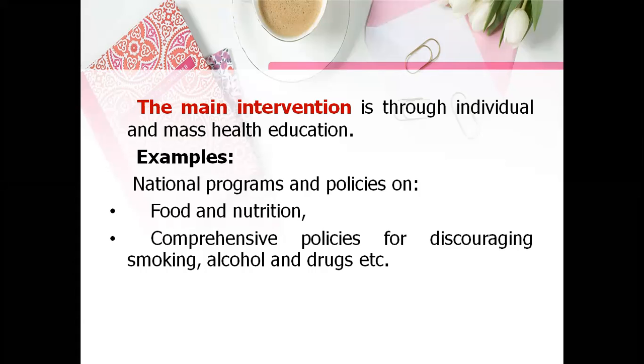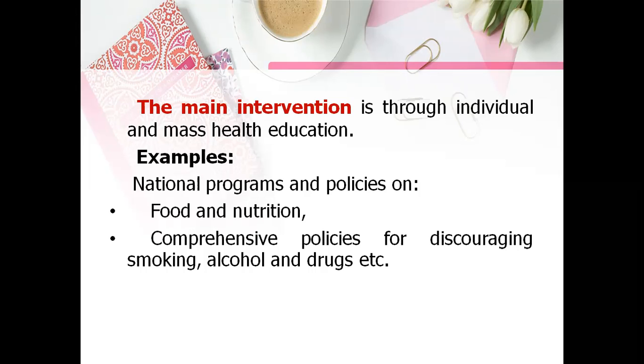A few examples of national programs: I think everyone is aware of the National AIDS Control Program, which focuses on prevention and control of AIDS. Another is the food and nutrition program, where we have the prevention of food adulteration. Adulteration means adding extra, unhealthy substances to the food, which might be harmful for the individual. This is how they are trying to improve the health of the mass population.